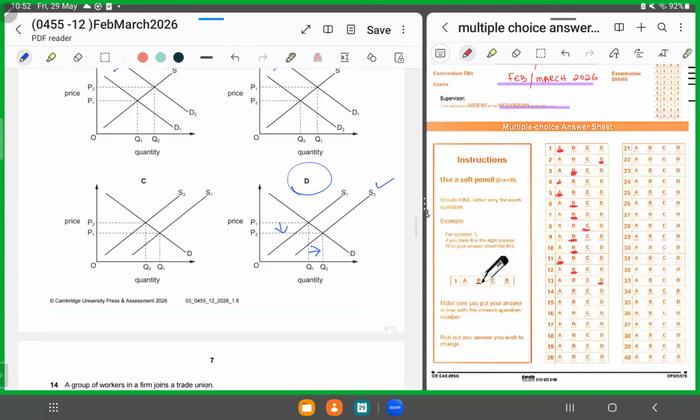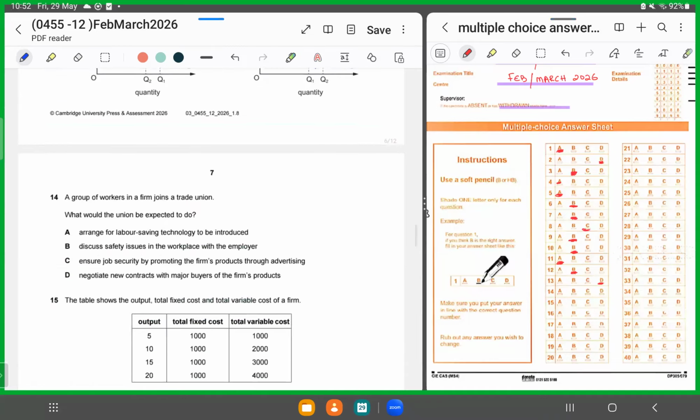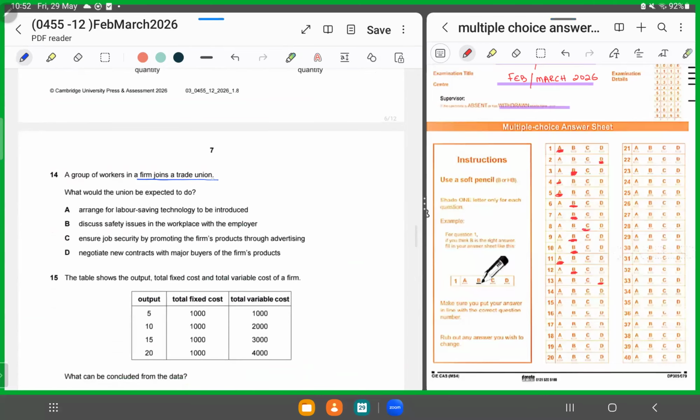Moving forward, MCQ number 14. A group of workers in a firm joined their trade union. So now there are workers who have joined a trade union. What would the union be expected to do? So now what do they think the union would be doing for them? What services would they be providing to these workers? The union would be providing to the workers.